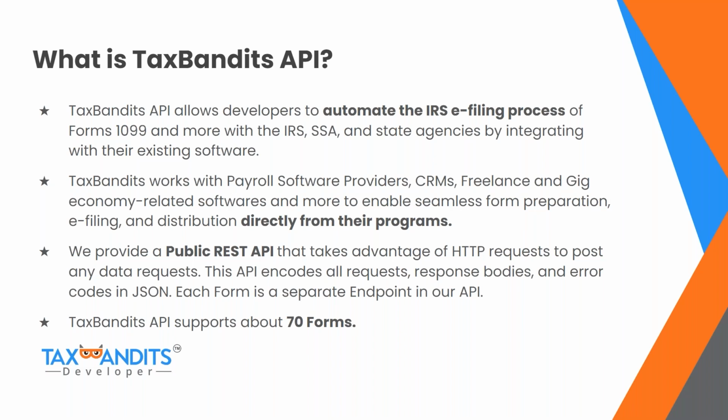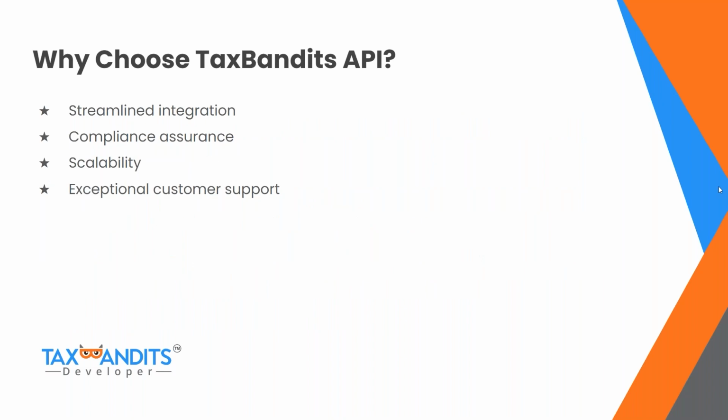At this time, TaxBandits supports about 70 forms in our API, but we are continuously expanding our offerings. Now that we've covered what an API is, why choose TaxBandits API? TaxBandits API stands out due to its seamless integration capabilities, comprehensive features, and robust performance. Here are just a few reasons why you would benefit from integrating with our API.